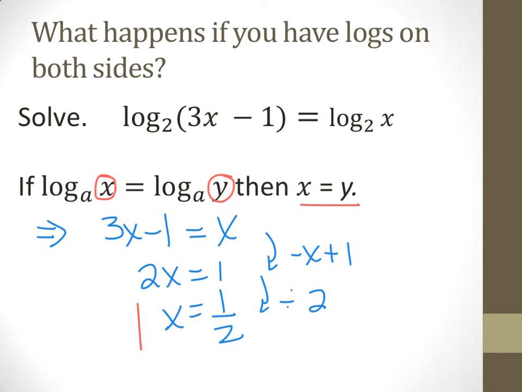When you substitute that back into your logarithm, you'll see that you haven't violated any rules. You've got log base 2 of 1/2 here, and we have 3 times 1/2 is 3/2, minus 1 is 1/2, so you have the exact same thing on the left, and what's inside of both of them is positive, so we get to keep the solution of x equals 1/2.